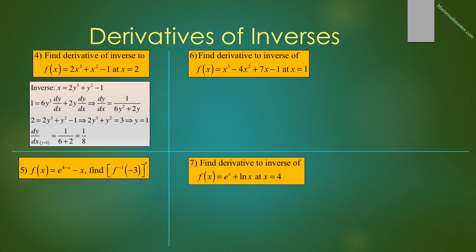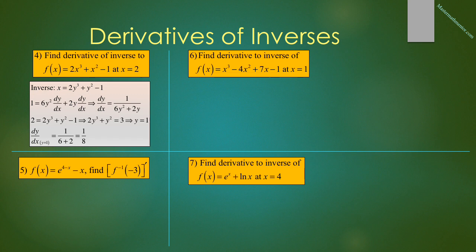In number 4, you're asked to find the derivative of the inverse to f of x equals 2x cubed plus x squared minus 1 at x is equal to 2. We start by taking the inverse. x is equal to 2y cubed plus y squared minus 1. Again, it is clear that we will be using method 2 because we will not be solving for y. We start by differentiating implicitly, and we get 1 equals 6y squared dy/dx plus 2y dy/dx. We can factor out the dy/dx to get 1 over 6y squared plus 2y.